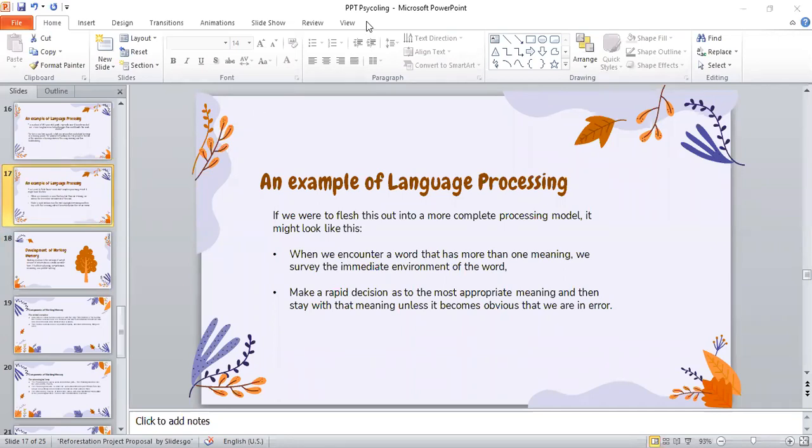Yeah, this is still about the example of language processing. If we were to flesh this out into a more complete processing model, it might look like this. First, when we encounter a word that has more than one meaning, we survey the immediate environment of the word. Second, we make a rapid decision on the most appropriate meaning and then stay with that meaning unless it becomes obvious that we are in error.